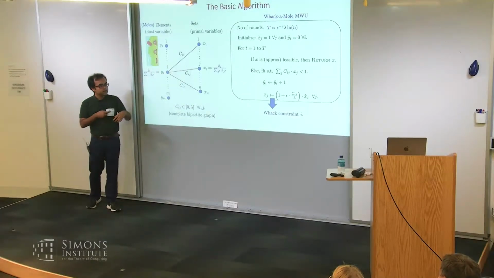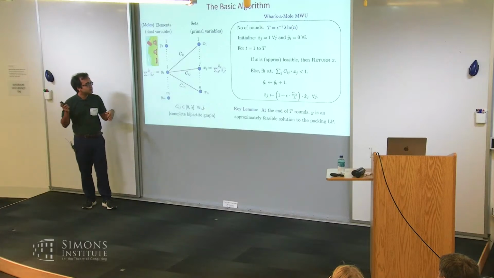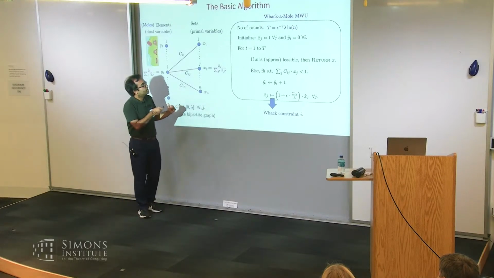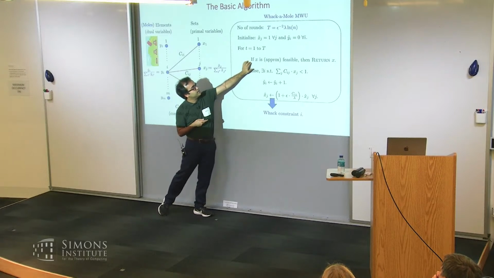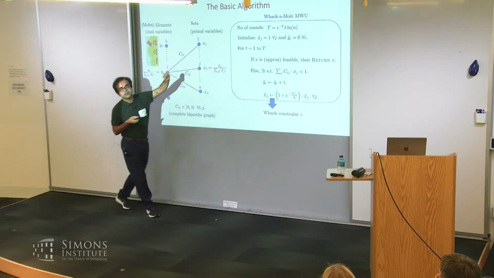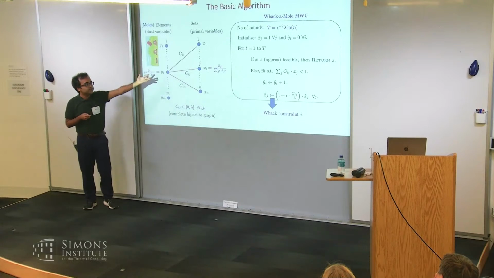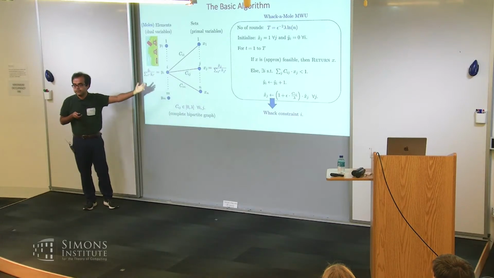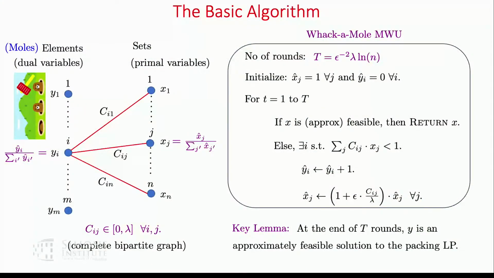Okay. Now, how to analyze this? So the first thing to note is, if we return in this part, because we already found an approximately feasible covering solution, it's trivial to say that, okay, we have correctly solved our problem. Nothing to argue about. So the key lemma that we want to prove is that if we did not enter this step, then after capital T rounds, y is actually an approximate feasible solution to the packing LP. And if we have that, then we are either always returning a valid covering solution or a valid packing solution. That's that.